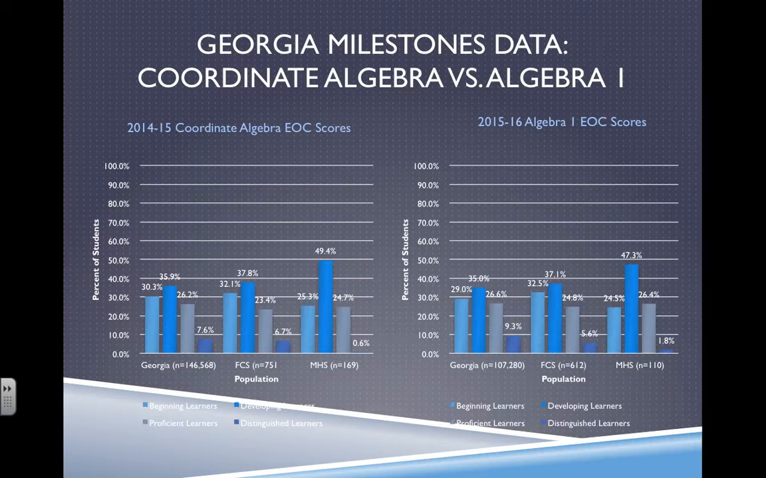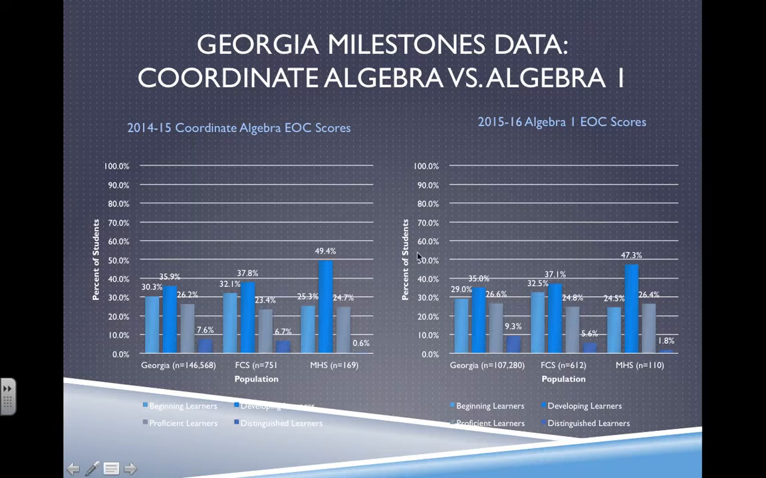We got a little better when we moved to Georgia Milestones, which was a little surprising given that the Georgia Milestones was supposed to be a harder test. You've got beginning learners, developing learners, proficient learners, and distinguished learners. They go in order from lowest to highest in each of these categories. 2014-15 EOC with coordinate algebra, and then last year the Algebra 1 EOC administration.